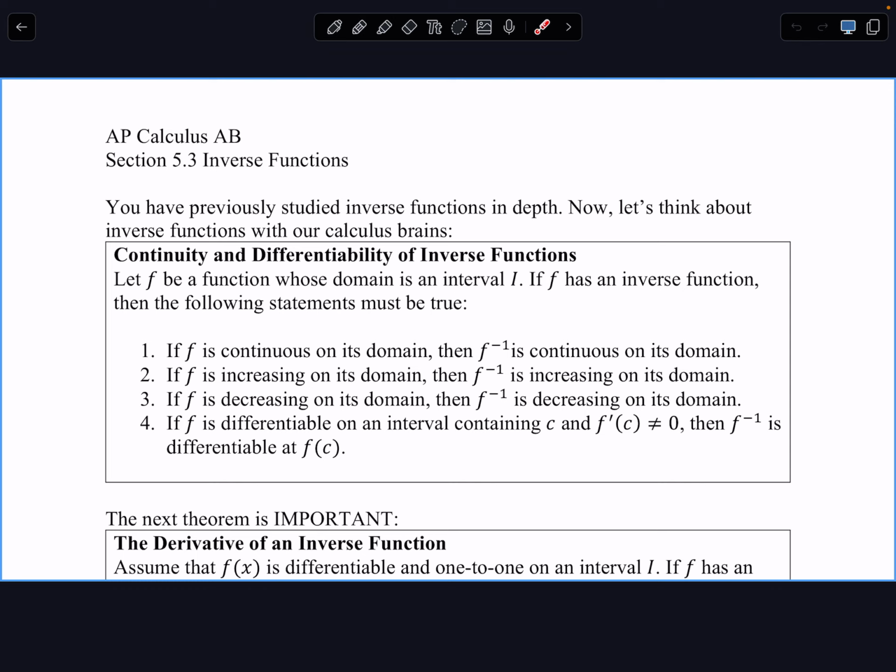Now let's think about this next one, and let's think about x cubed. If f is differentiable on the interval containing c, and f prime of c is not equal to 0, then f inverse will be differentiable at f of c. Yep. Let's think about when this wouldn't be true.